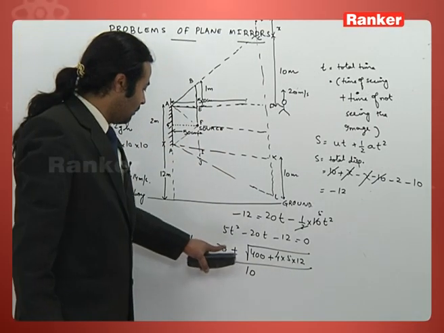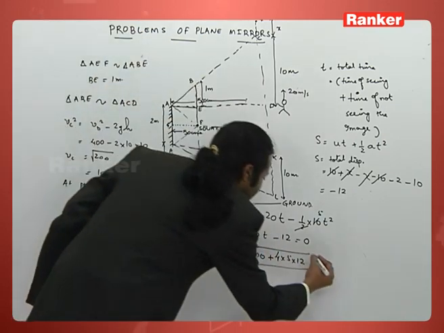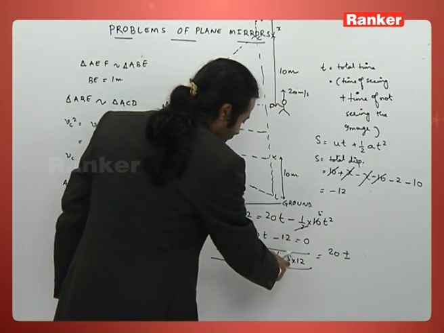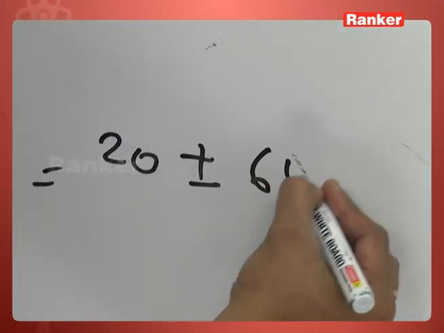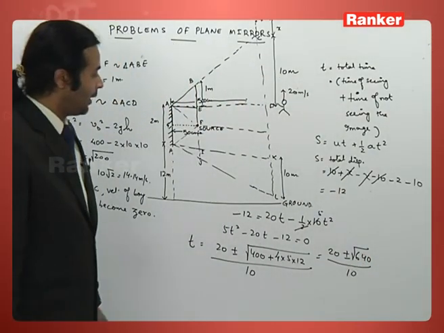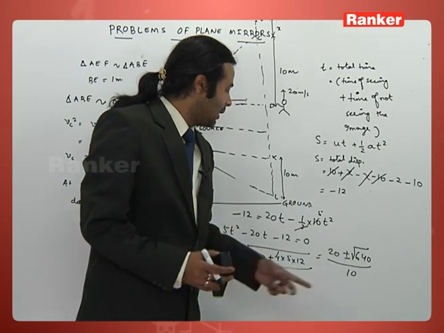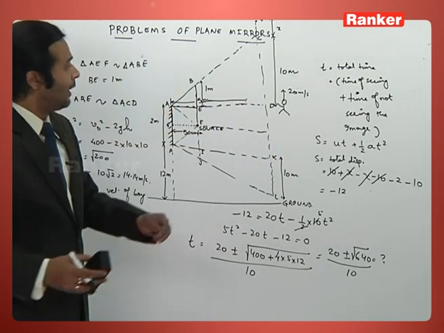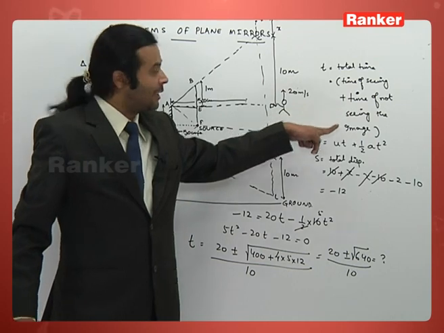So minus b plus minus root of b square minus 4ac becomes 20 plus minus root of 400 plus 4 into 5 into 12, which is 240, 400 plus 240 is 640, divided by 10. So the minus sign will not be taken into consideration. The plus sign will be taken into consideration. We can find the total time t from this equation. Now this t includes time of seeing the image plus time of not seeing the image.